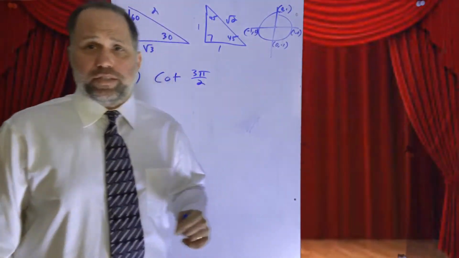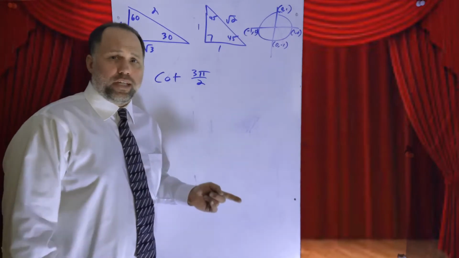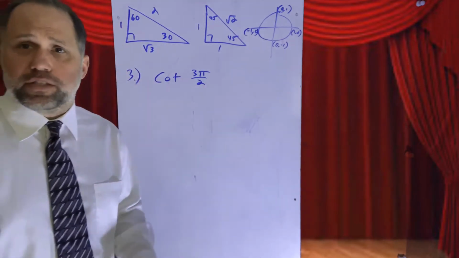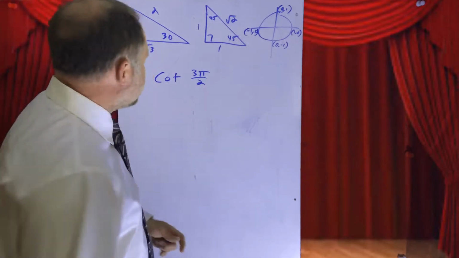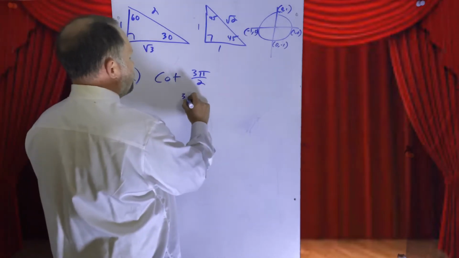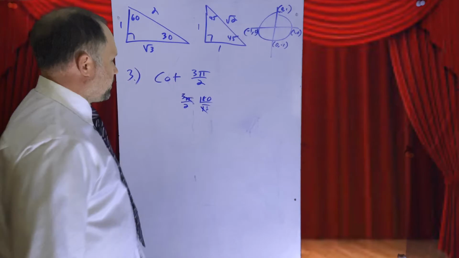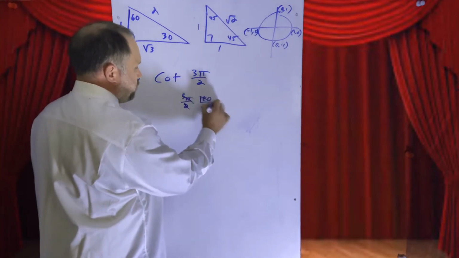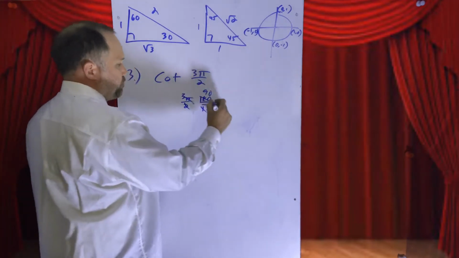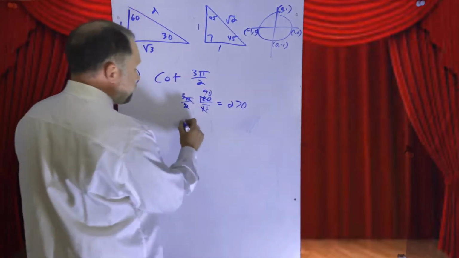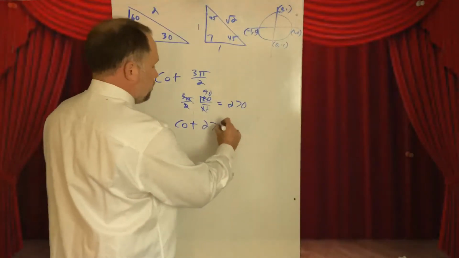All right, so question 3, wanted the cotangent of 3 pi over 2. First thing we want to do is convert that to degrees. So take 3 pi over 2, multiply by 180 over pi. Pi's cancel out. 2 goes into 180 90 times. 90 times 3 is 270. So we're looking for the cotangent of 270.